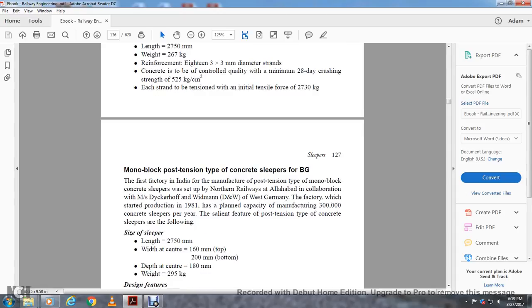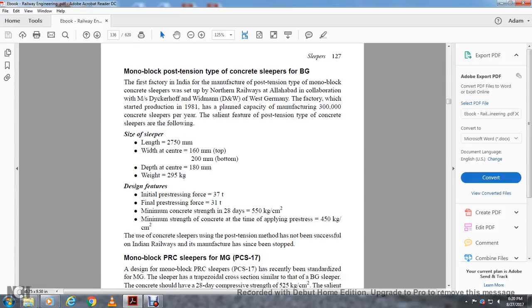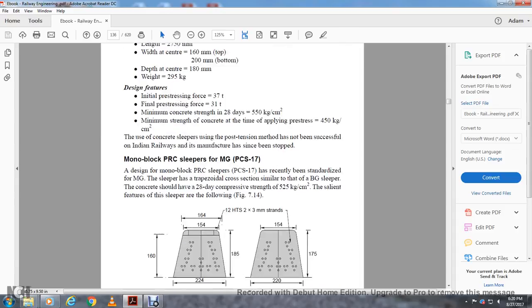Size of the sleeper: length 2750 millimeters; rail width at the center 160 millimeters at top to 200 millimeters at bottom; depth at the center 180 millimeters; weight 295 kilograms. Design features: initial pre-stressing force of 37 tons, final pre-stressing force of 31 tons, minimum concrete strength at 28 days of 550 kilograms per centimeter squared, minimum strength of the concrete at the time of applying pre-stress 450 kilograms per centimeter squared. The use of concrete ties using the post-tension method has not been successful on any railways, and the manufacture has been stopped.